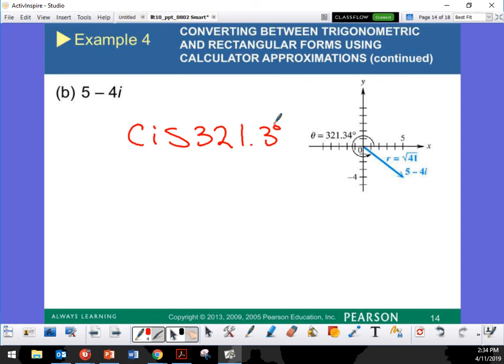All right, so what was my radius? What was the number in front of the angle? 6.4. How about 2 decimals on that one? It's 6.40. Yeah. Okay. There we go. Really, really easy.